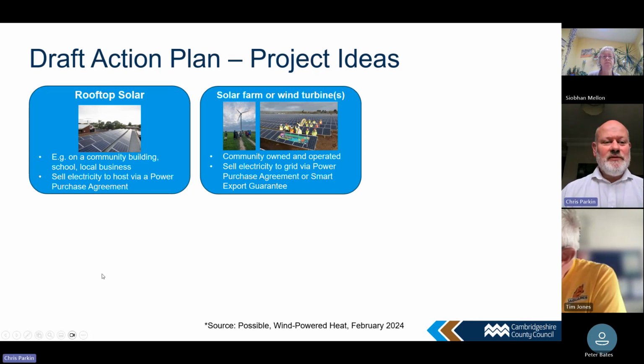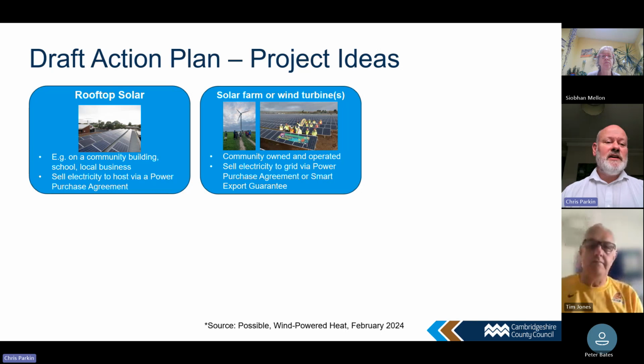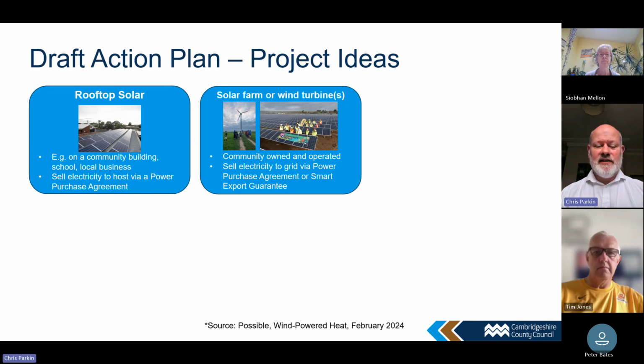Moving up a step in scale, we could foresee projects similar to the Reach and Gamlingay projects, so community owned and operated solar farms or wind turbines. These could sell electricity either via power purchase agreements, or some of the Smart Export Guarantee providers will offer Smart Export Guarantees to projects of up to 5 megawatts. So that would be a relatively simple route to sell electricity from such a project.